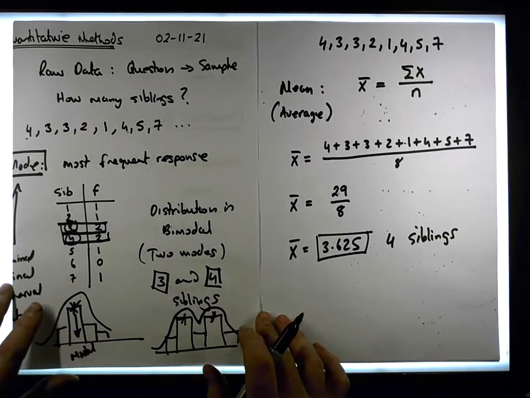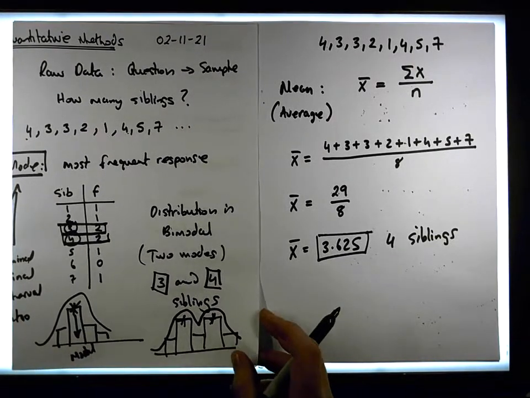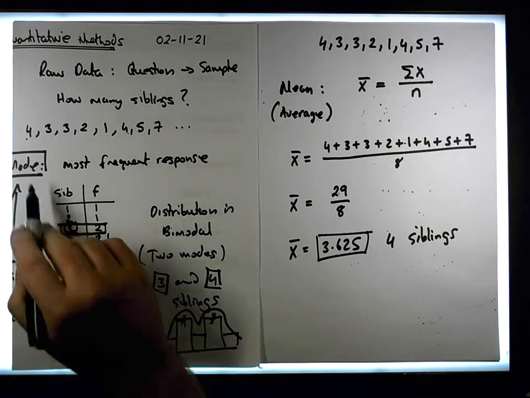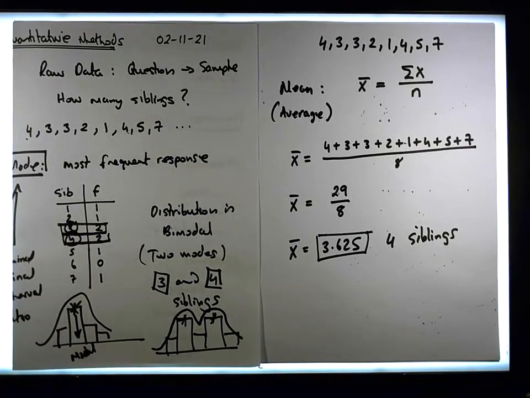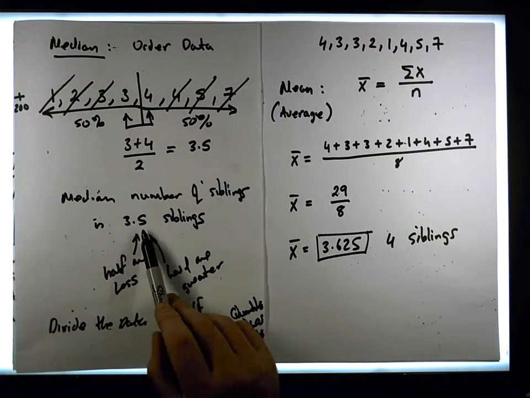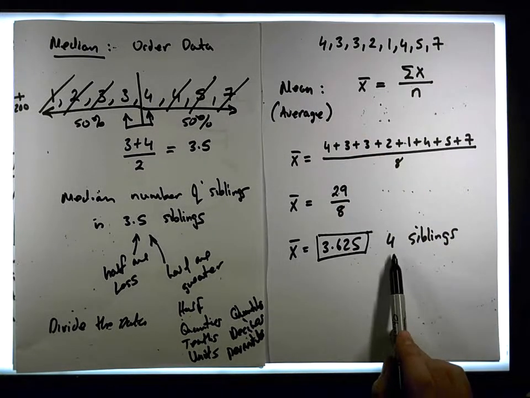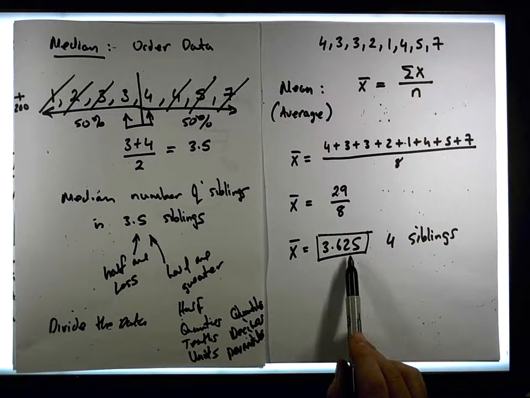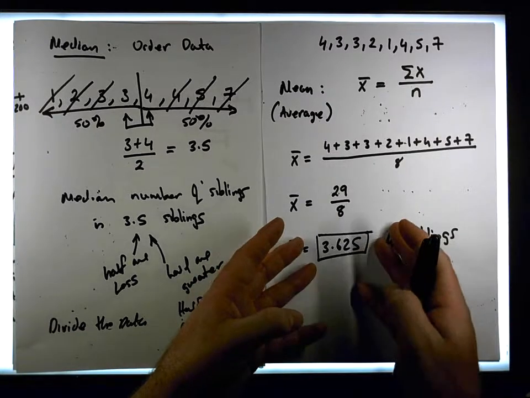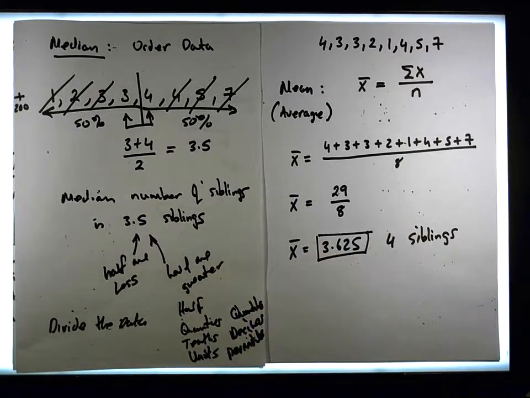So really, with respect to this particular data set, okay, the modal response was between 3 and 4. The median response was 3.5. And the average response was 3.6. So you can see that our responses are actually quite similar across our 3 measures.